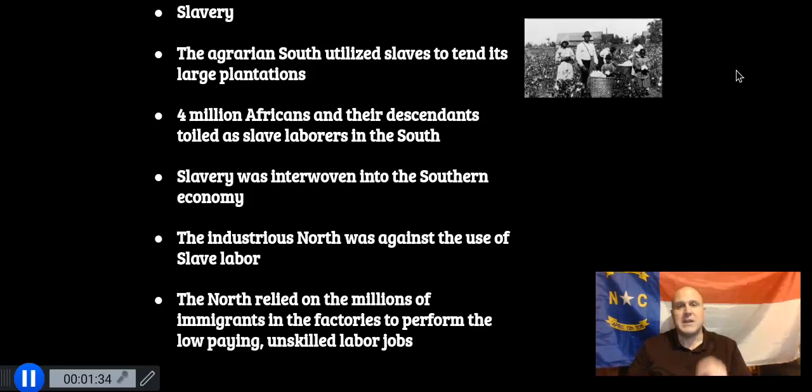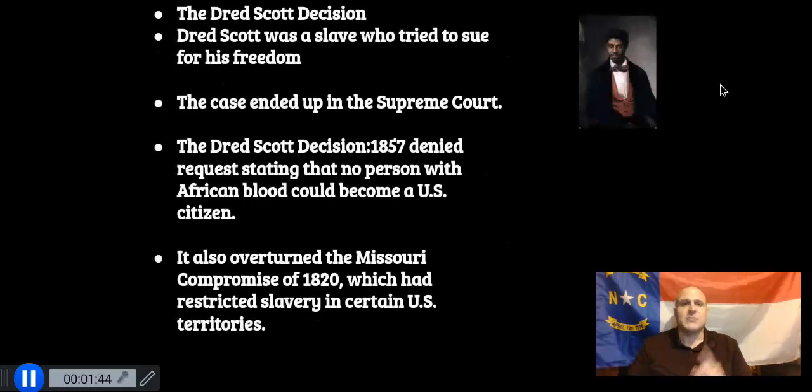Now, when we cover each one of these following examples or causes of the war, you will see that every one of them has a base in slavery. So the next one is the Dred Scott Decision.